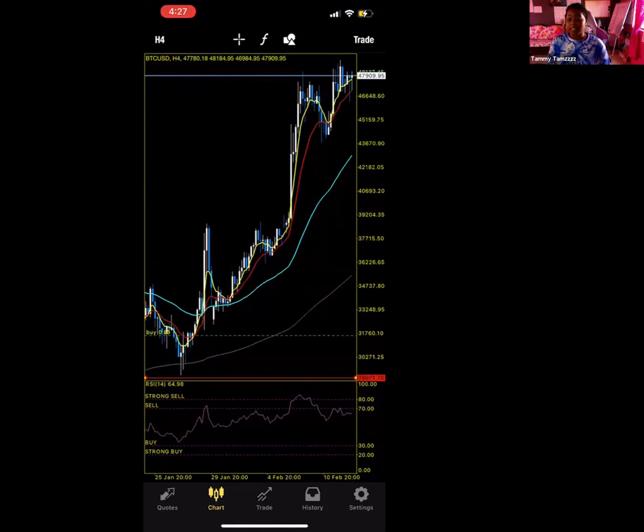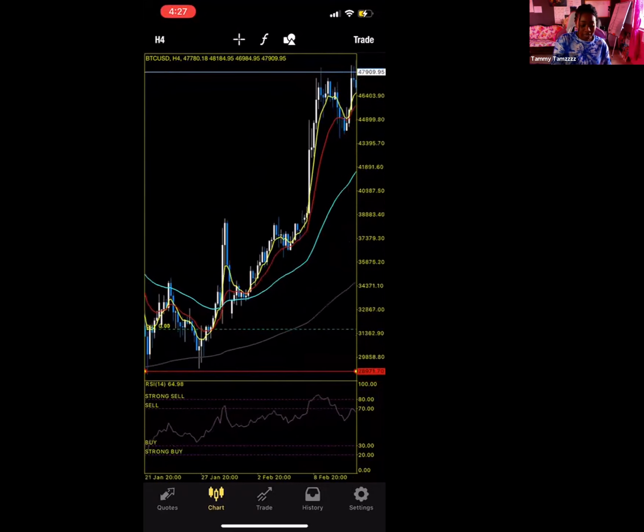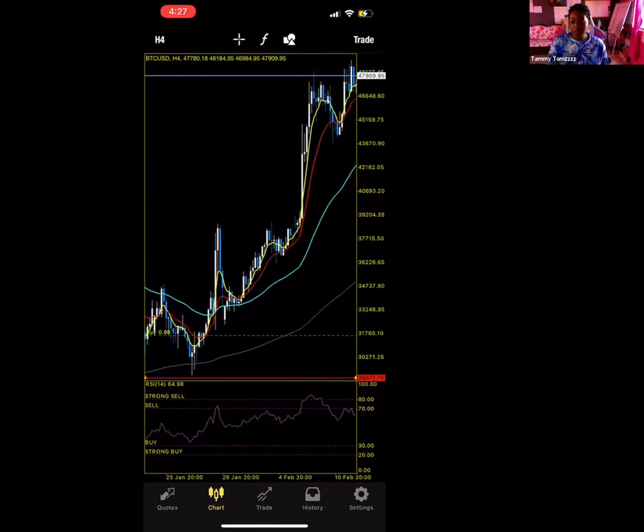Buy low, sell high, right? So we bought low. We bought low way down here. It bought at like 30,000, right? Price is currently at over 47,000. Boom, we bought low. Price went up.